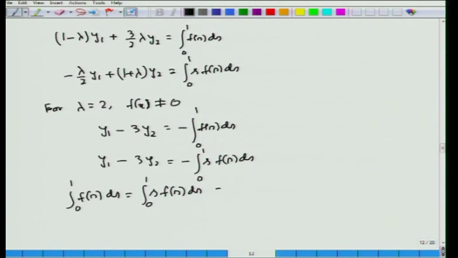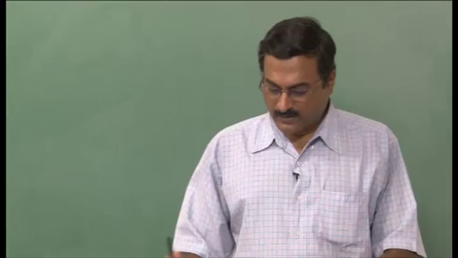So, actually that implies integral 0 to 1 of (1 minus s) f(s) ds is equal to 0. So, if this condition does not hold, that is, integral 0 to 1 of (1 minus s) f(s) ds is not equal to 0, then the system of equations is incompatible and therefore, there does not exist any solution.